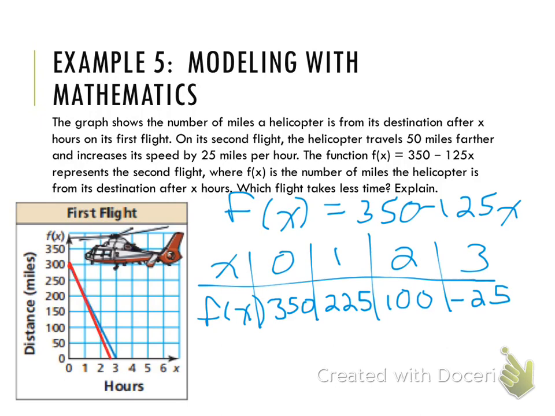Okay, so I've now got the line drawn here, and from the graph of the first flight, you can see that f of x equals 0 when x equals 3. But for our second flight, f of x equals 0 when x is slightly less than 3. So the second flight takes a little bit less time.